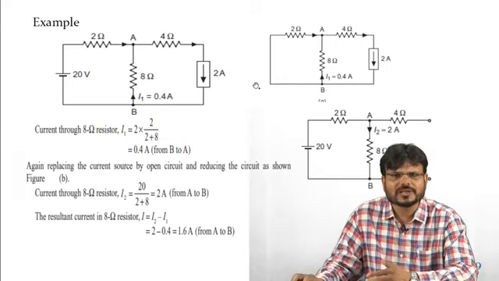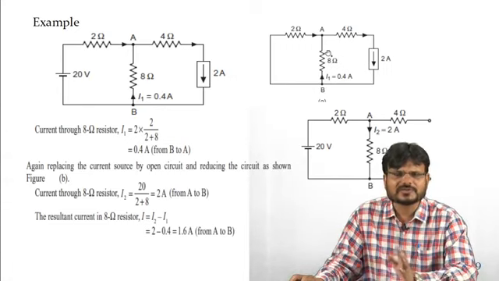So how do you calculate this current? You multiply the current by the resistance of the opposite branch. This branch is opposite to this branch. So multiply 2 into 2 and divide by the summation of the resistances of these two branches. This branch has resistance 2 ohm and this branch has resistance 8 ohm. So I1 is equal to 2 into 2 upon 2 plus 8. This current comes to 0.4 ampere, and you can notice the direction of the current: the current is flowing from B to A. Now this step is over.